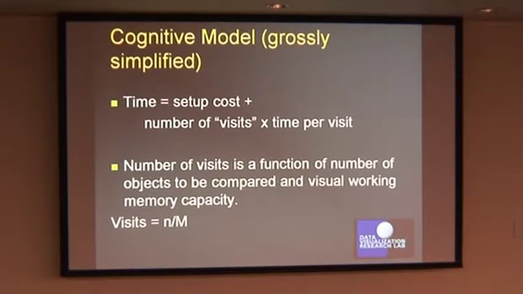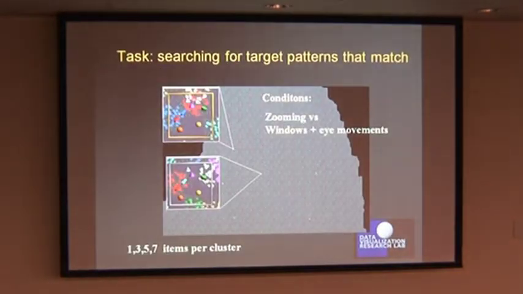And the key point here is the number of visits is a function of the number of objects to be compared and visual working memory capacity, i.e. N over M, where M is visual working memory capacity. The number of objects is just the number of objects in these little clusters. So in this case, there are 7. Given what I've been telling you about working memory, you can do this task: I fixate here, I can pick up 3 objects, right? I make an eye movement down here, and I compare those 3 objects mentally. It takes about 40 milliseconds per object to compare them. And then I can grab 3 more objects, move my eyes up here and compare them, and then there's one left, so I have to make one final movement back. So there are 3 eye movements necessary.